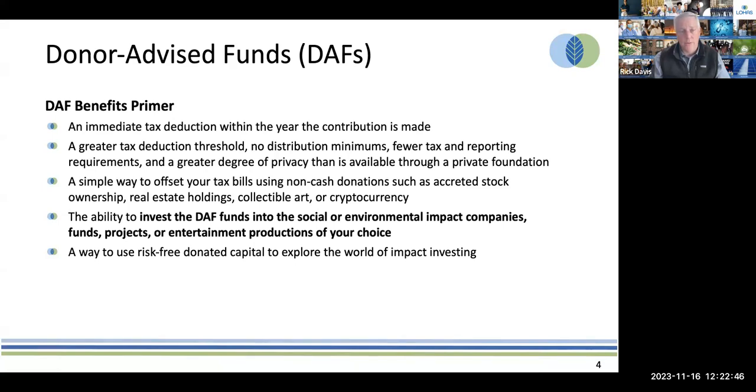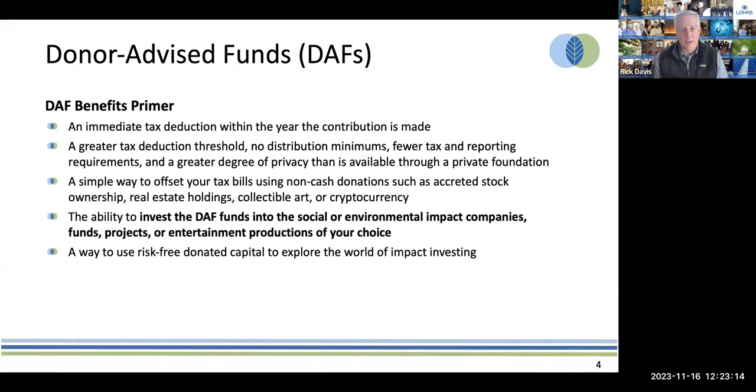DAFs are also great ways to offset your tax bills using things other than just set-asides of cash: appreciated stock, real estate, collectible art, crypto, you name it. There are DAF sponsors, ourselves included, that will absorb those things as a way to generate tax deductions and then ultimately funds that you can disperse. And this bullet here in the bold is really the focus of our discussion today.